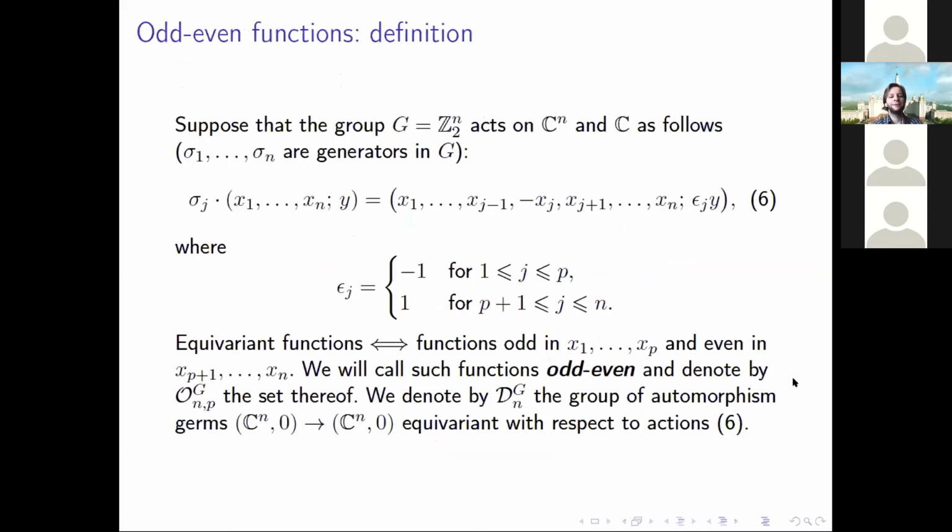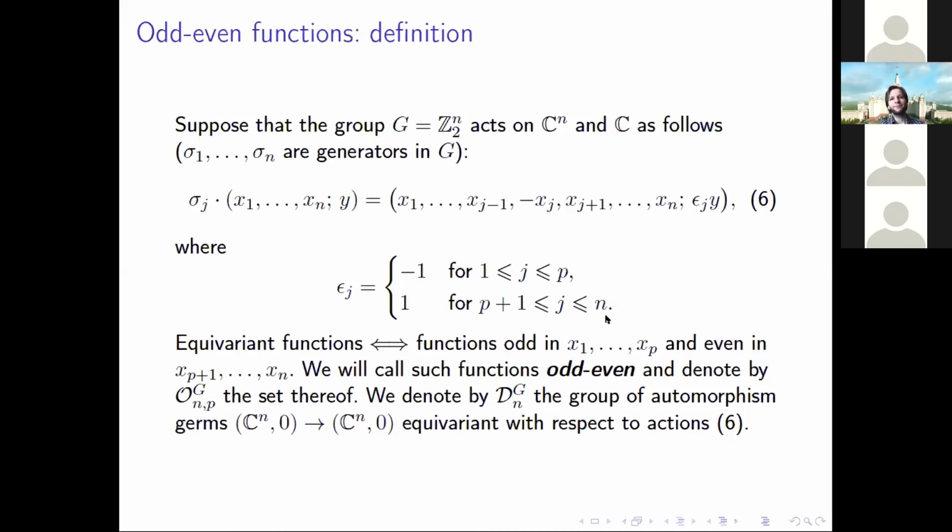So our most recent results deal with the following setting. So we also consider the nth power of the group of 2 elements that acts on Cn and C as follows. So basically, equivariant functions here are functions that are odd in each of the first p coordinates and are even in the remaining n minus p coordinates. So we call such functions odd even functions, and want to classify their simple singularities.